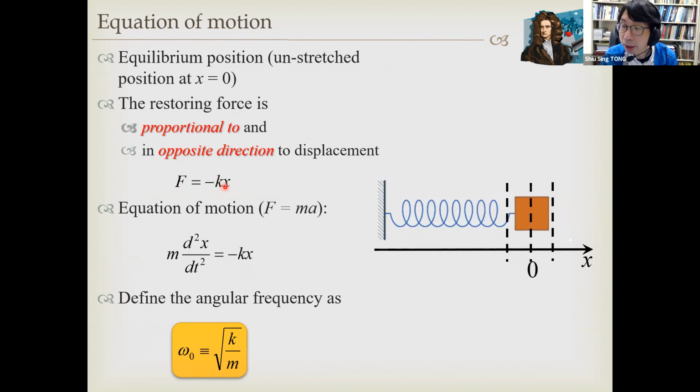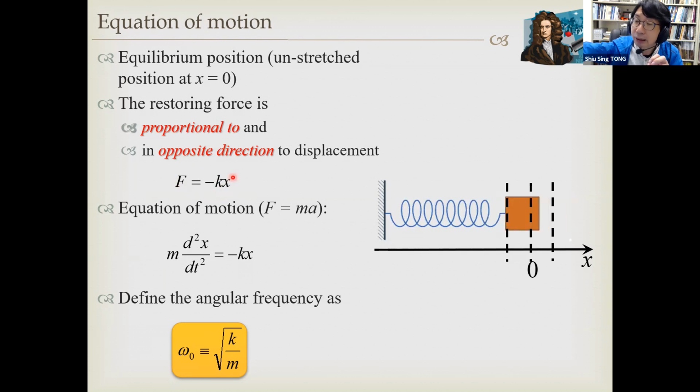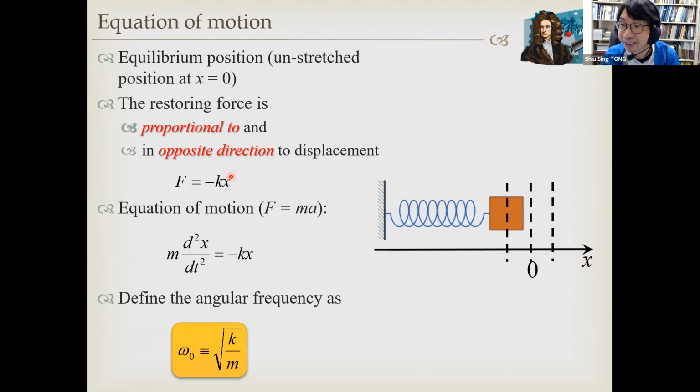Now, but the force and the displacement are in opposite directions. If we stretch the spring, if we extend the spring, the force will be pulling me back, right? If we compress the spring, the force will be pushing me back, right? So the force is always in the opposite direction to the displacement. And that's why there's a minus sign here. So F is equal to minus kx. That is the net force acting on the mass now.